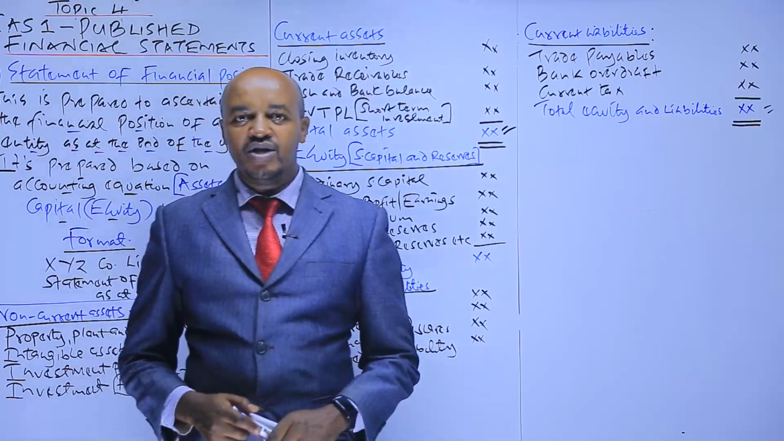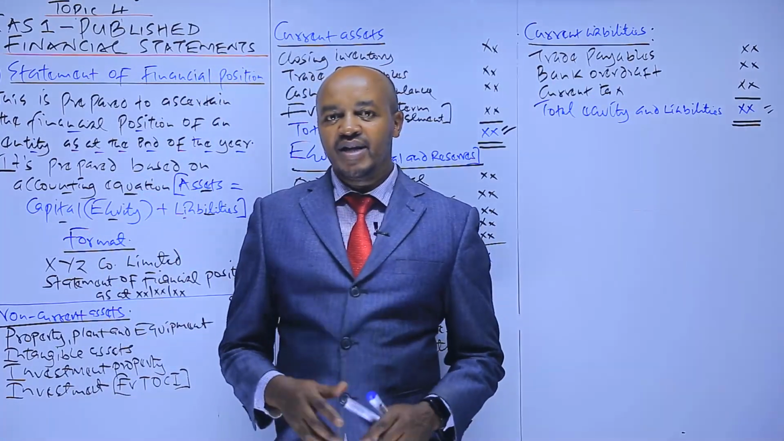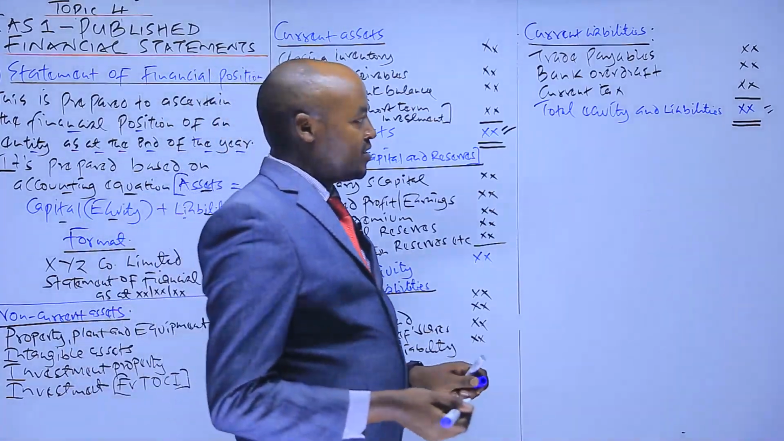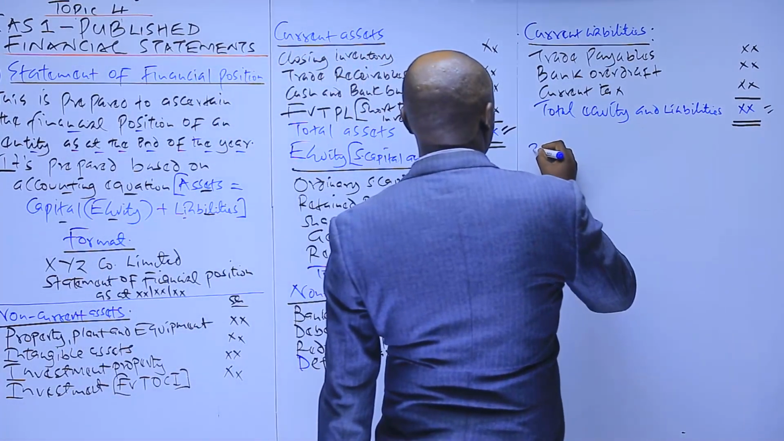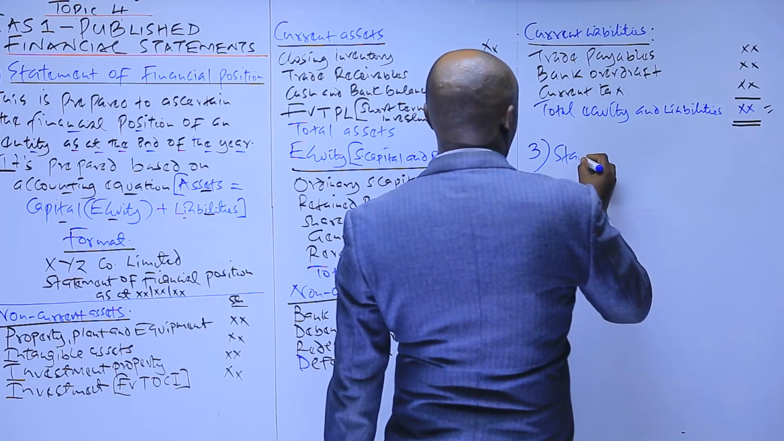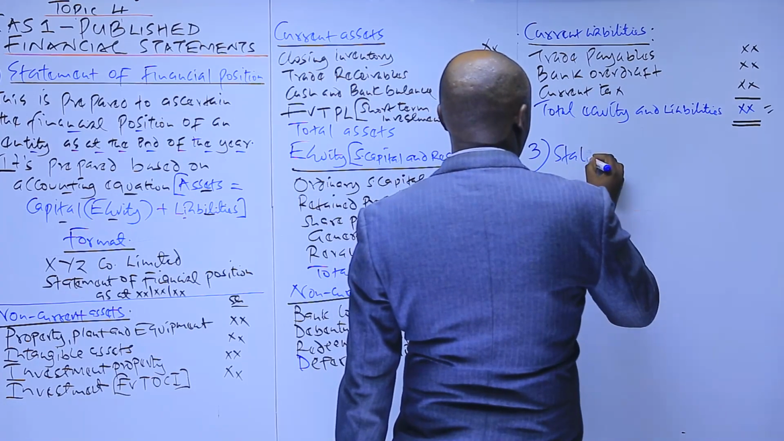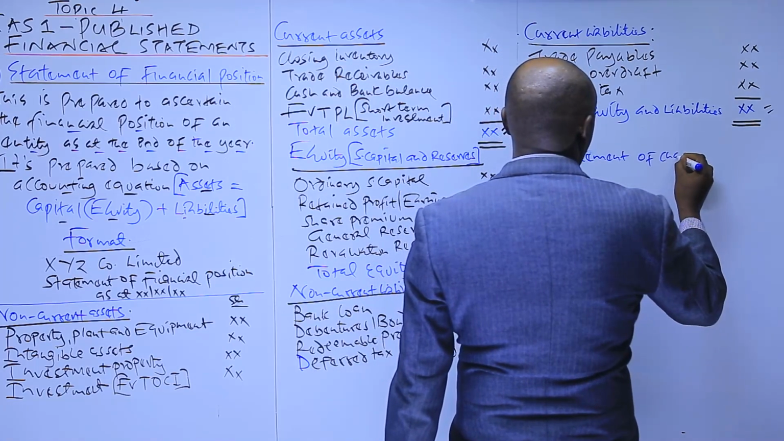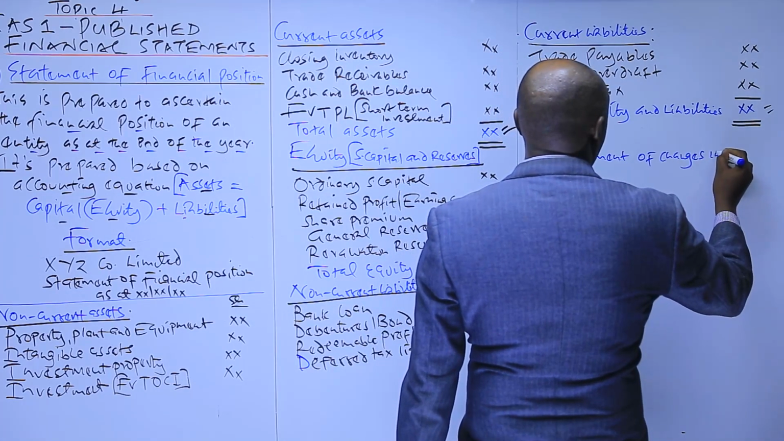So I want us to proceed and look at the third component. Remember that was component number 2 of the published accounts. So the third component, number 3, is the statement of changes in equity.